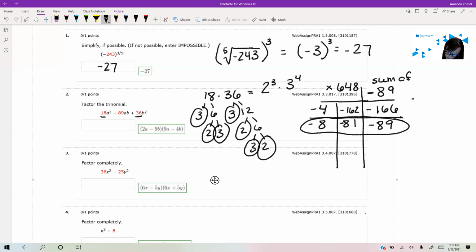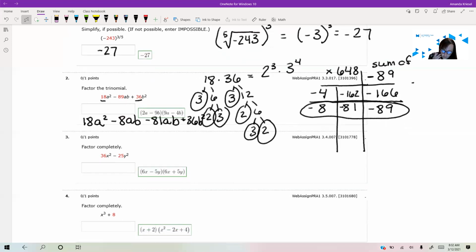So then what I do is I rewrite this, and the first term is the same, the 18a squared, and the last term is going to be the same, but I split this up to be a negative 8ab minus an 81ab plus 36b squared. You'll notice you can combine them, but we're separating them so that we can factor by grouping, which is the next part of this. If you got a sum that wasn't correct, you'd run into some issues.